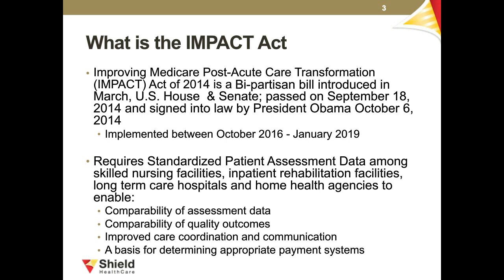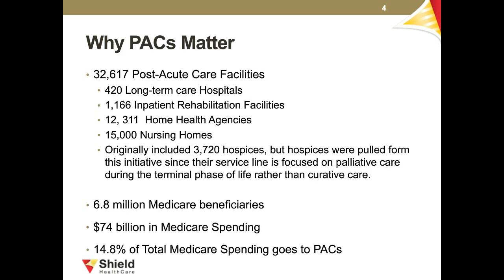Looking at the Impact Act on slide number 3, the post-acute care providers are, of course, skilled nursing facilities, inpatient rehab facilities, long-term care hospitals, and home health agencies. Because each of these groups comes in at a little bit different time in terms of implementing their standardized procedures or assessment tools and also the outcomes, it's going to take up to 3 years. So it'll be 2019 before we get completely finished with implementing the Impact Act. The big issue is looking at comparability of assessment data, comparability of quality outcomes, improved care coordination and communication, and a basis for determining appropriate payment. That's the real focus and the main issues behind the Impact Act.